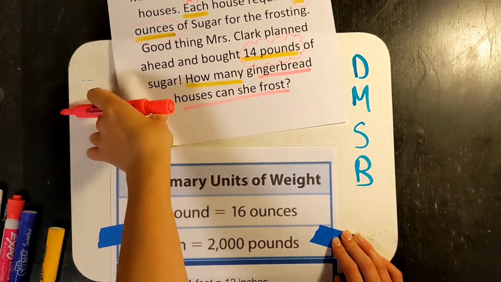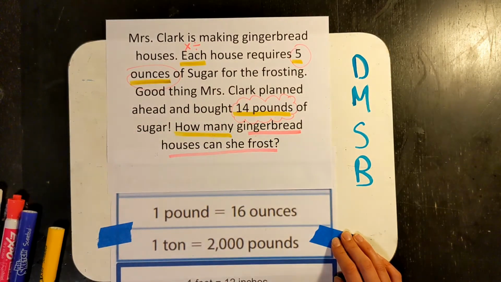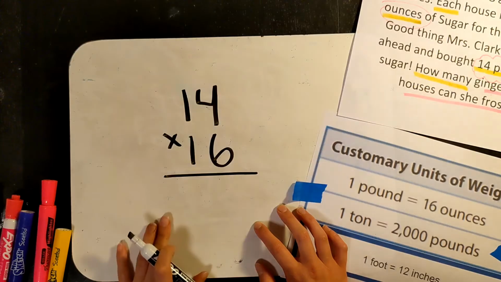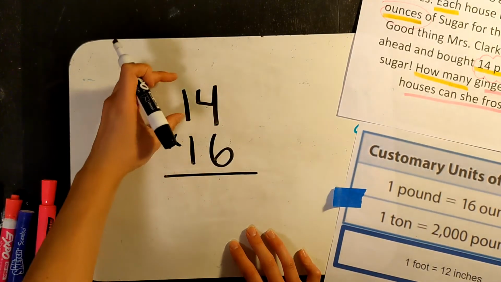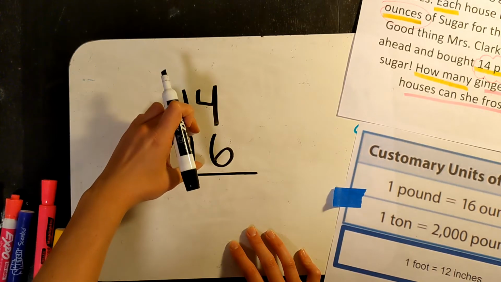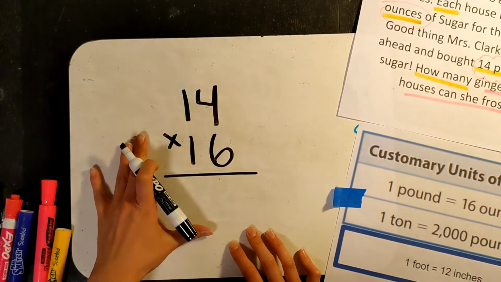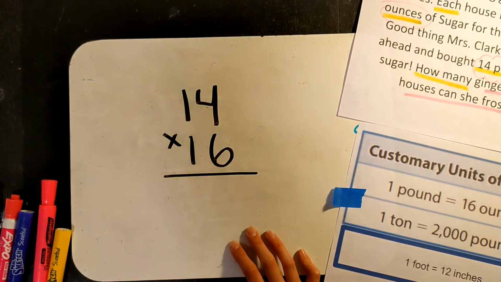Well, 1 pound is 16 ounces. So to figure out how many ounces are in 14 pounds, what multiplication problem are we going to do? We need to do 14 times 16 because this is how many pounds we have and this is how many ounces are in each pound. All right, so I want you to try that on your whiteboard and then let me know what you get.